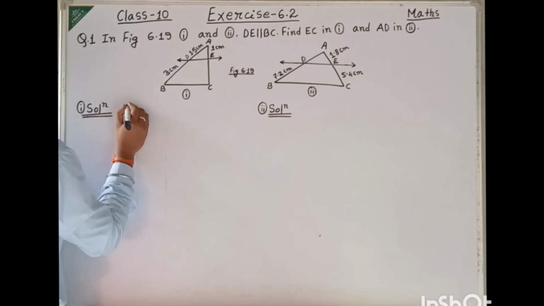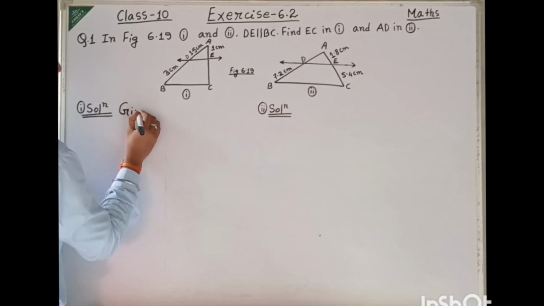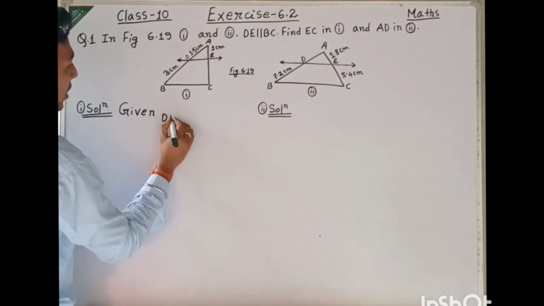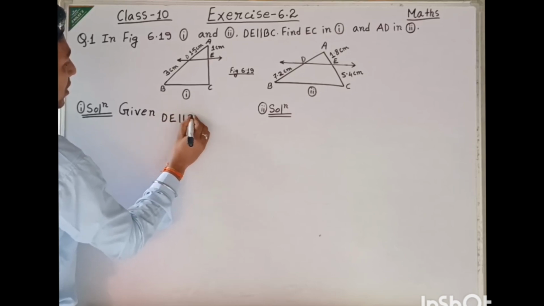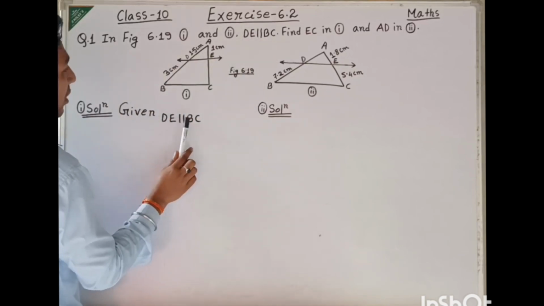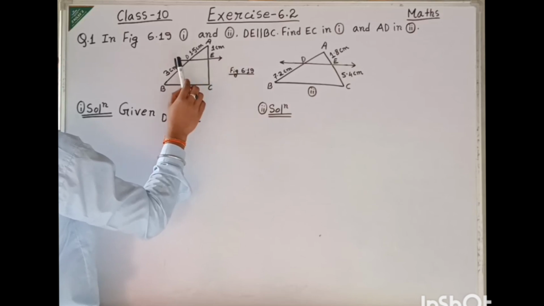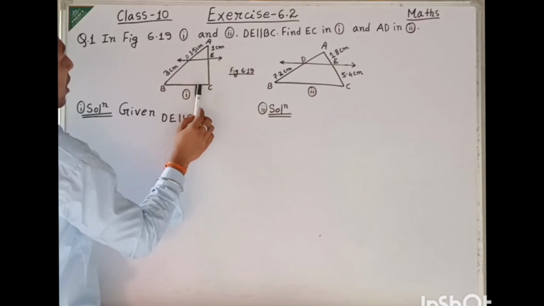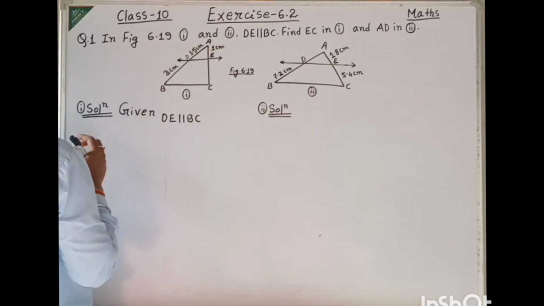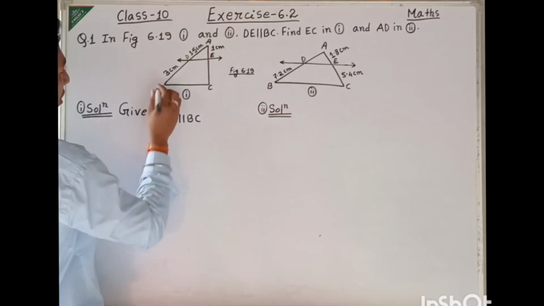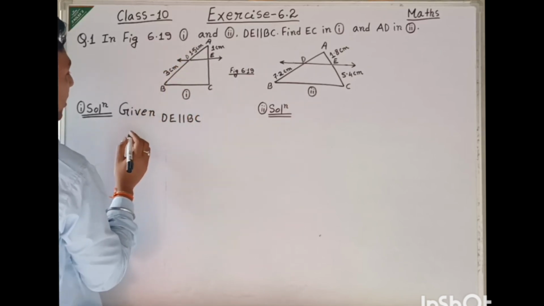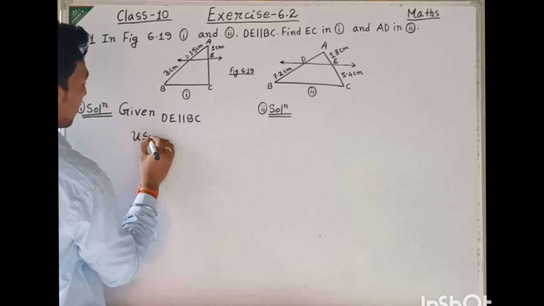So in the first step, just write the given: DE parallel BC. This is given in our question. If DE is parallel to BC, now according to Thales theorem we know that if a line is parallel to one side of a triangle, then the remaining two sides of the triangle are divided in the same ratio. So here AD by DB equals AE by EC. This I can write using Thales theorem.